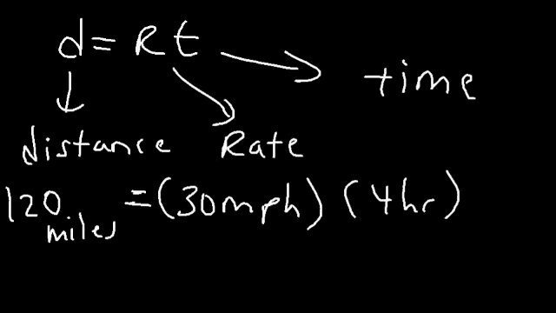By the way, make sure the units match. So if your rate is in miles per hour, the time has to be in hours. And if the rate is in miles per hour, the distance has to be in miles. So the units have to match. If they don't match, make sure you convert one unit into the appropriate unit that's going to work in this equation.